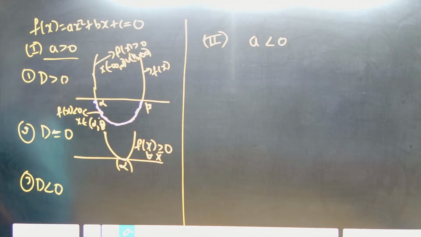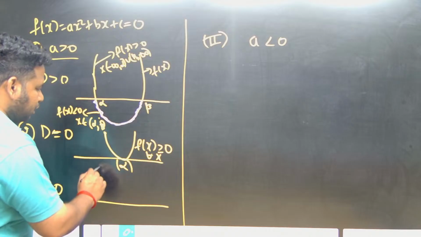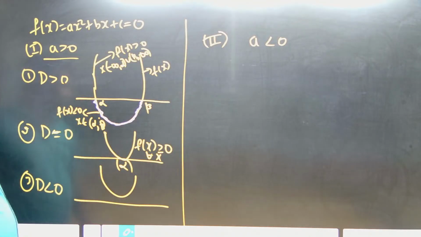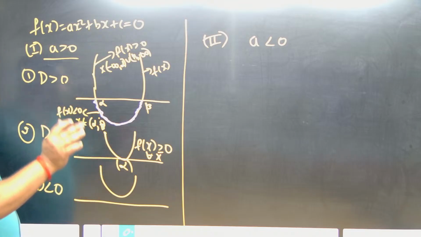Next, coming to this one, where d is less than 0, that means what? No roots, or imaginary roots. Here the curve will be concave upwards. Why? Because a is greater than 0. But what will happen to this graph? See here, the curve will never touch the x axis. That means there are no roots.